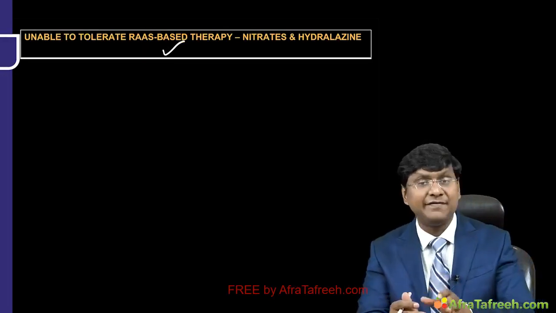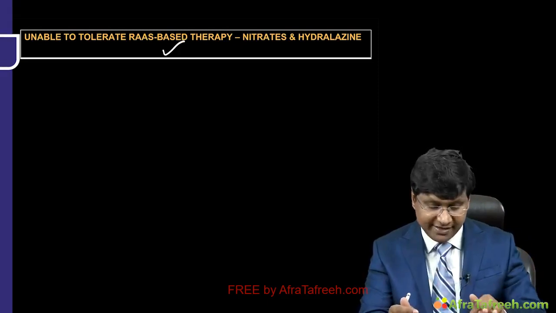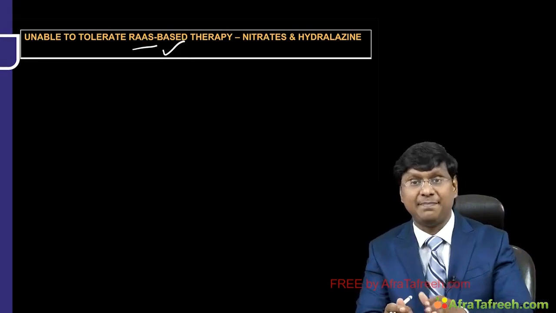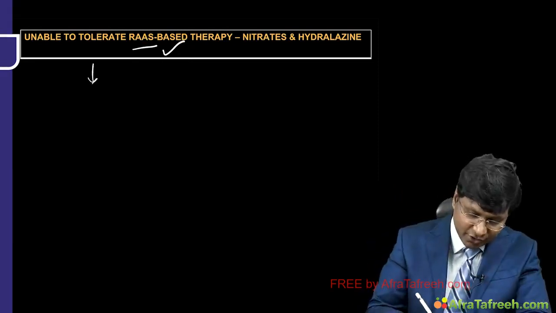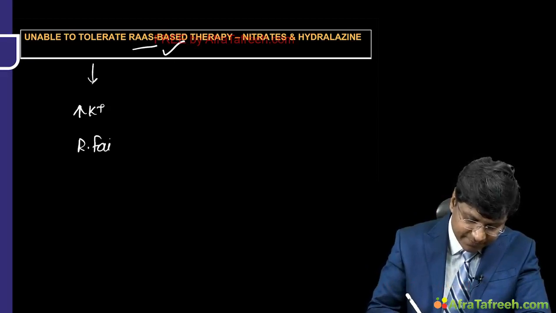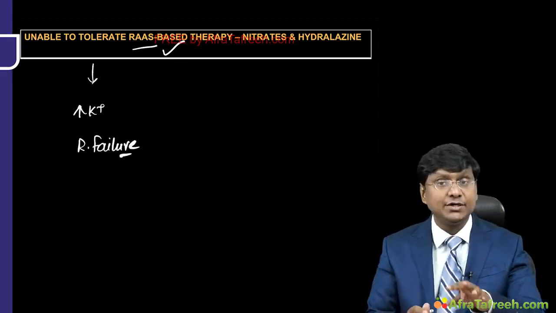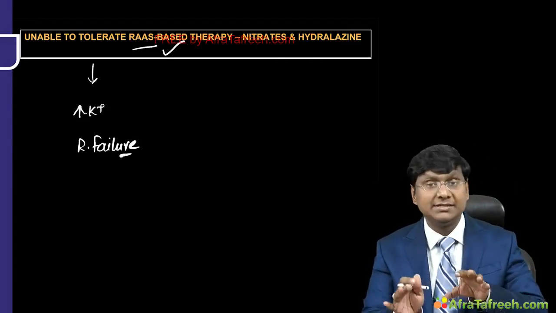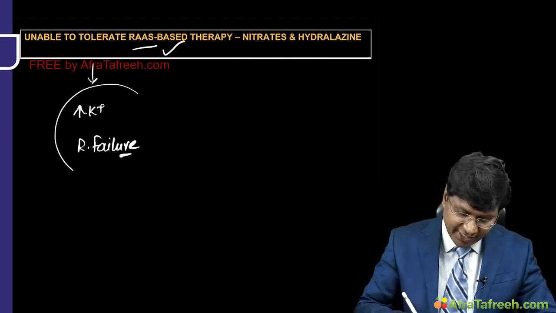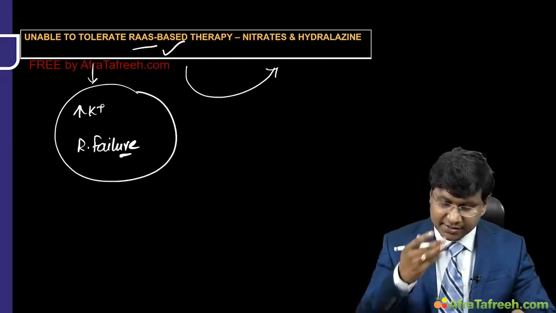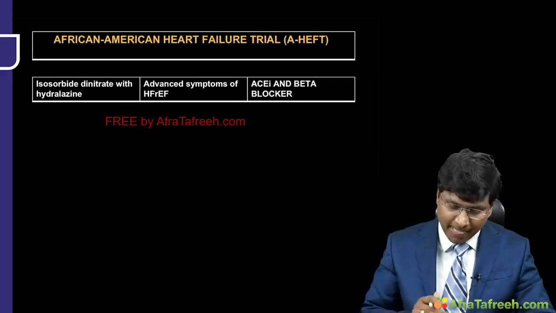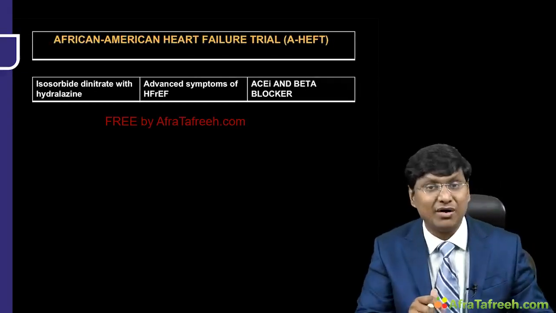So in individuals with heart failure with reduced ejection fraction, where the individual is unable to tolerate the RAS based therapy, what would be the reason for intolerance? That is hyperkalemia. Next is renal failure. So these are the two parameters which tell that the individual will not be able to tolerate the RAS. In such a case, the alternative is nitrates as well as hydralazine. Now we have some trials regarding that combination as well.